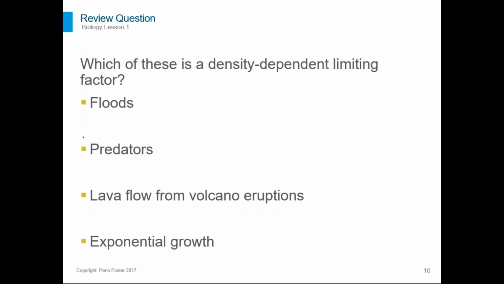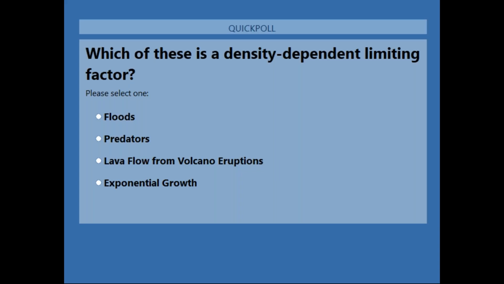Okay, and this is actually a shorter section, so we've got a review already. Which of these is a density dependent limiting factor? And I'll post the poll. There we go. Only one of these choices is density dependent. The others are not. So choose the one that is a density dependent limiting factor from floods, predators, lava flow from volcanoes, or exponential growth. And again, I'll be quiet for about 20 seconds, give you the chance to answer.